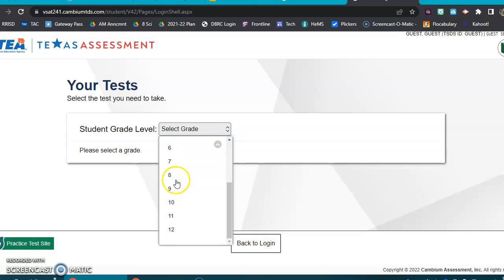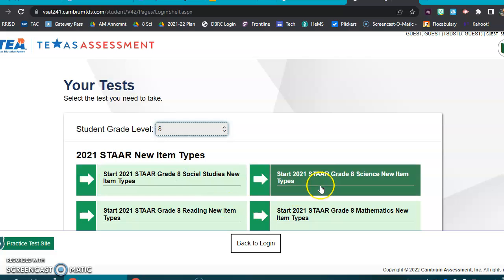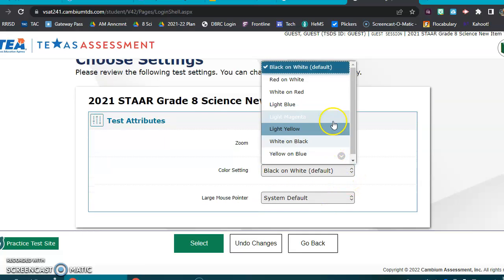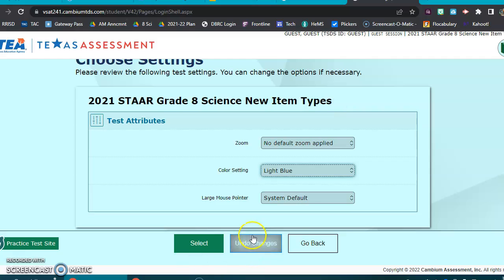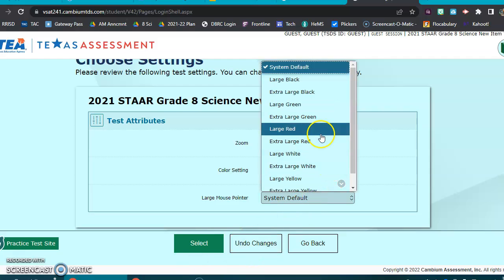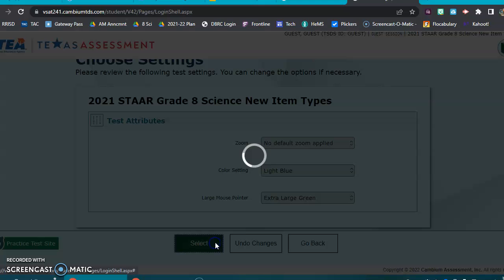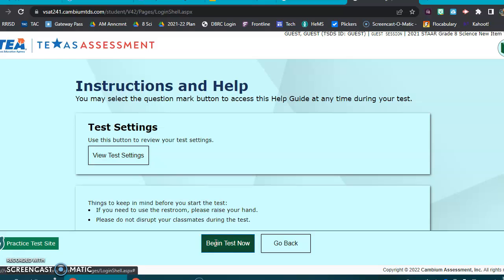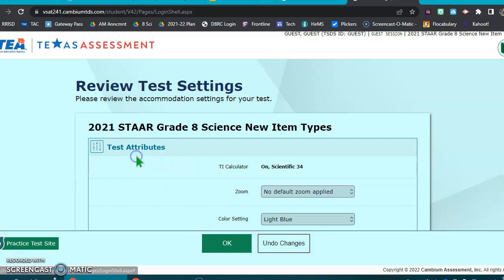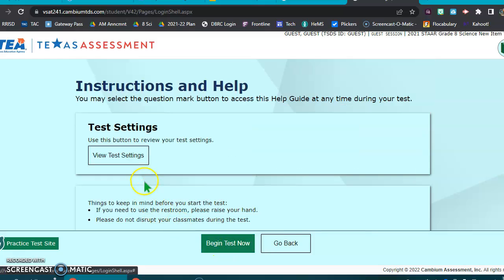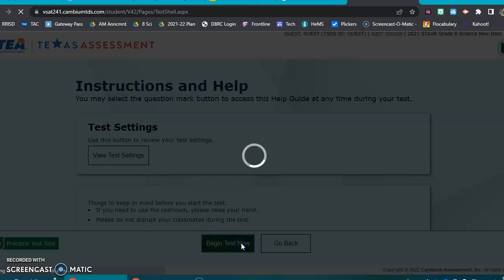You want to select your grade. Since we're 8th grade, we want to only do the 8th grade one, and we want to do the science. Now, if you're one of those people who likes a different background, maybe a light blue, you can click on that. You can change your mouse, large green. See, look at how big that gets. You hit select. I would not apply a zoom. And then we view our test settings. Now, if you get speech to text or read aloud, you might want to make sure that's on. That'll show up. Otherwise, don't worry about it. And here we go. We're going to begin the test.